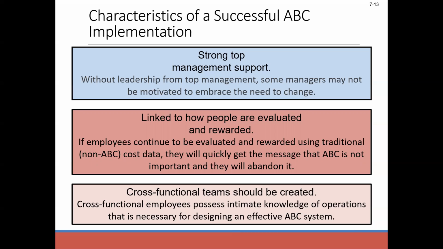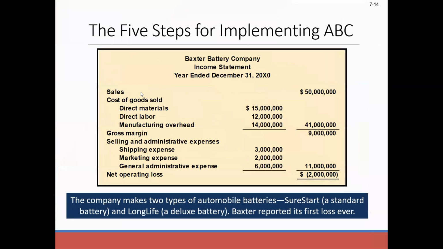Cross-functional teams need to be created that possess knowledge of how these operations work, which is important in designing this ABC system. It's more work, guys. This ABC system is more work. It's beneficial, but it's costly and it's more work. People have to be sold on it, is basically what this is saying.